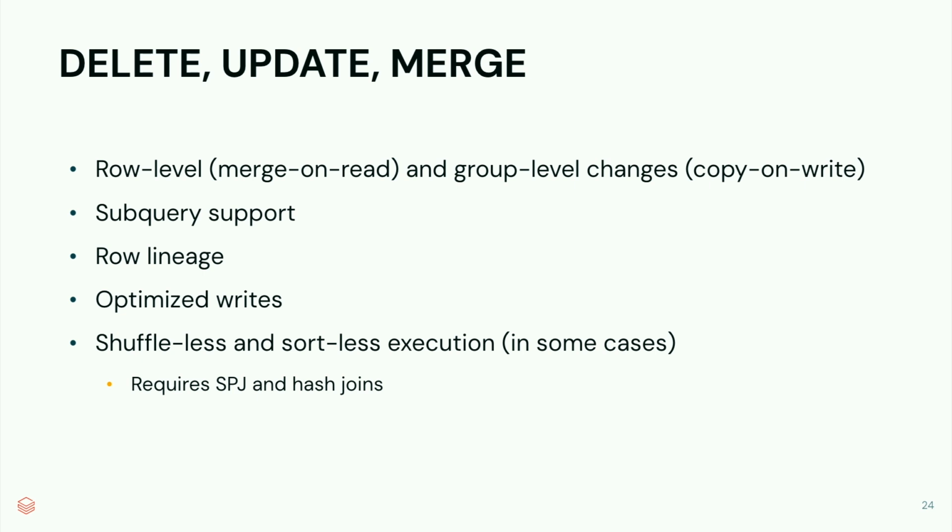All of these advanced DML commands have subquery support. So basically, delete and update have subquery support. Merge kind of has that by definition. You have row lineage. You have the same optimized writes that I just covered. And you also have SPJ, storage partition joins. If you can benefit from SPJ and hash join, your merges will be shuffleless and sortless. That's the key to how you can scale that to tens of petabytes in a single job.